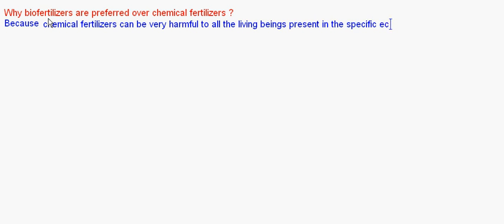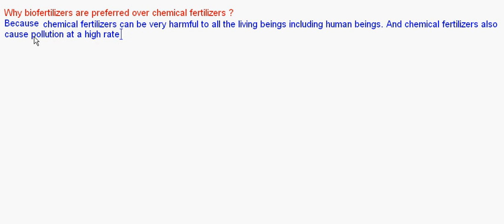and chemical fertilizers also cause pollution at a high rate of soil, water, air, etc. So both ways they are harming. If chemical fertilizers are ingested along with the food, if human beings eat them, they show different harmful effects inside the human body, and also they cause pollution.